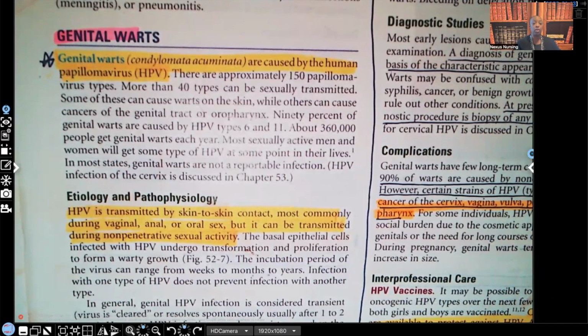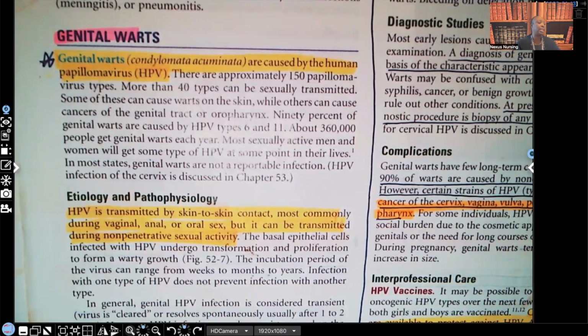Look at this, genital warts, and I put a star next to it. You know what that means. It's important. NCLEX expects you to know this. And if you're in school right now and you're studying the sexually transmitted infections, when it comes to genital warts, you may likely see this on your exam. You are expected to know and understand that it's caused by HPV. It's caused by the human papilloma virus.